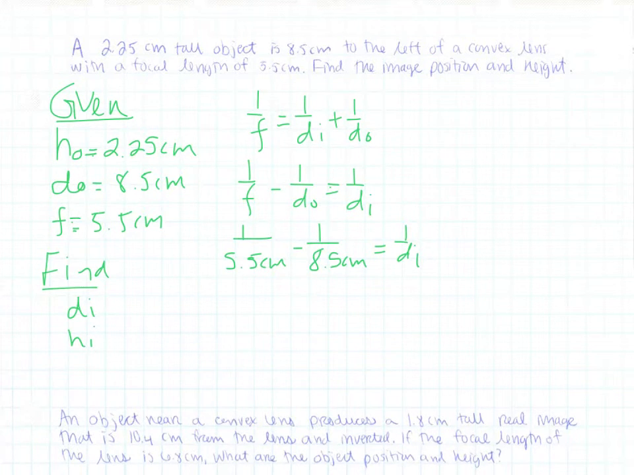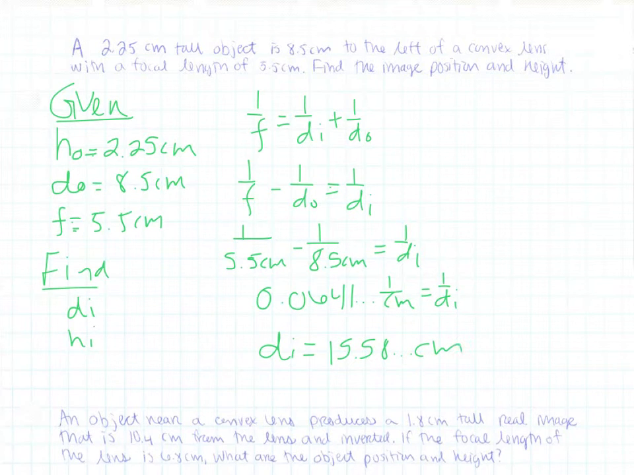So the two reciprocals subtracted equal 0.0641, keeps on going, 1 over centimeters for 1 over DI. Inverse of that, DI equals 15.58, keeps on going, centimeters. We've got two sig figs, so DI is approximately 16 centimeters. And I'm taking up a lot of space. You should not be taking up this much space since you need to leave room for the ray diagram.